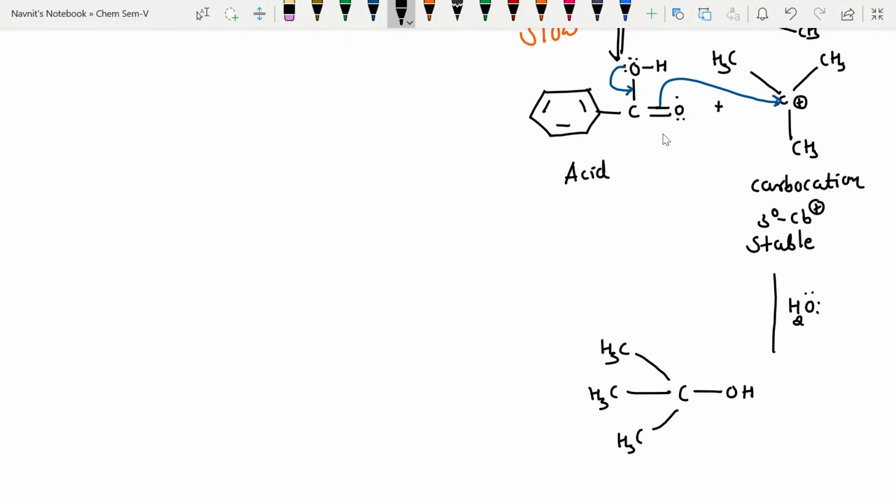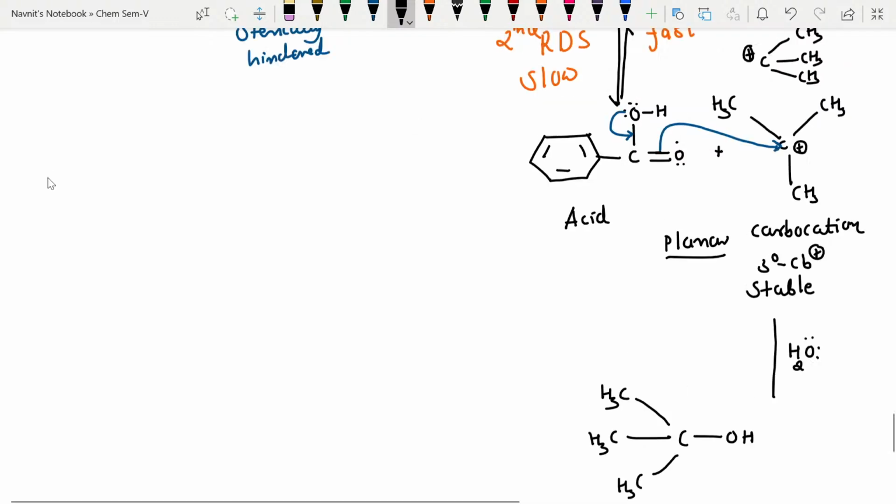So this carbocation is planar. The water molecule can attack from the front side as well as from the back side. But here you get the same product because this carbon is not chiral. If this carbon were chiral, you would get a racemic mixture because the carbocation is planar. You get a racemic mixture in case of a chiral carbon, but this carbon is not chiral, so you get the same product whether it is attacked from the front side or from the back side.